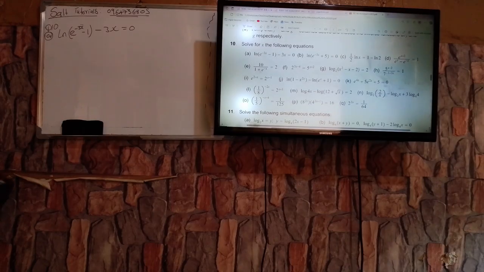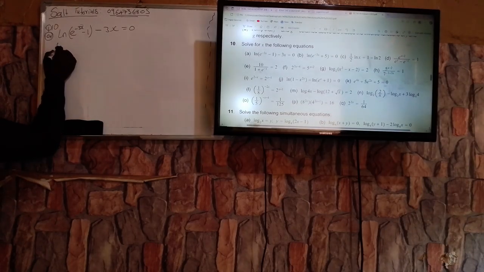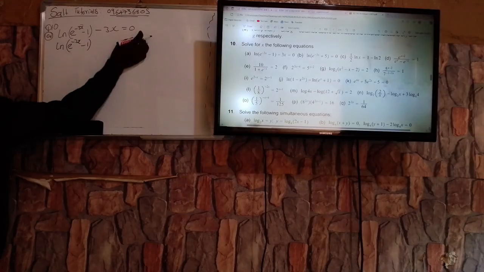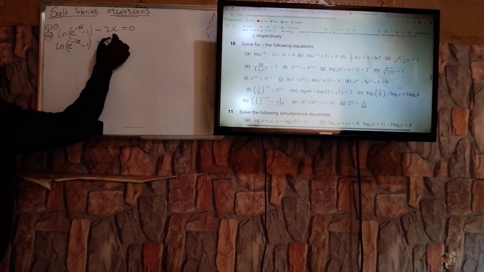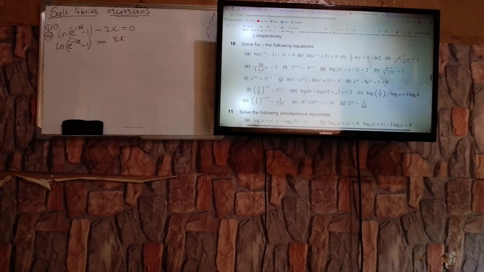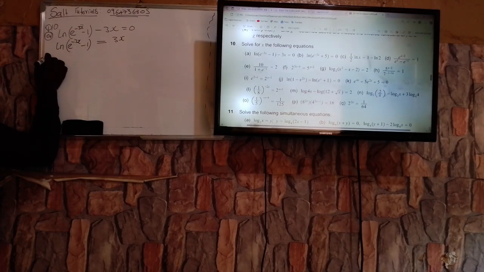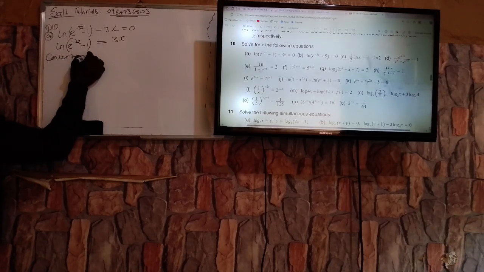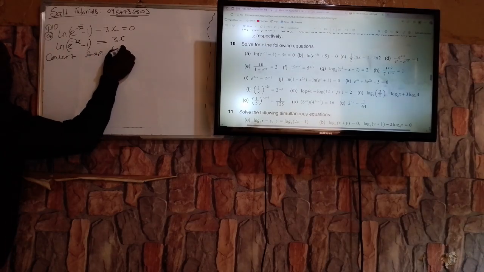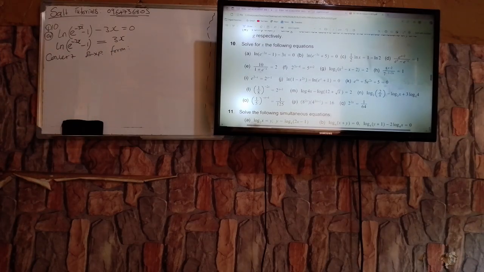Someone would simply say that this is just the natural log of e power negative 3x minus 1, and it takes this to the other side, becomes equal to positive 3x. This is very much correct. So the easiest way to solve this equation, we are going to convert it to exponential form. Convert to exponential form. So if I convert that to exponential form, what am I going to have?